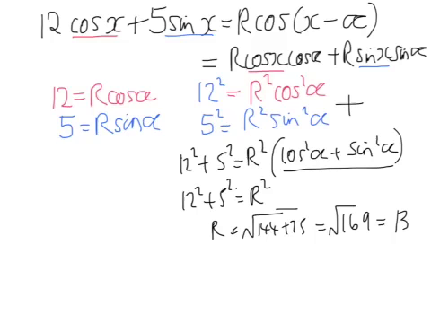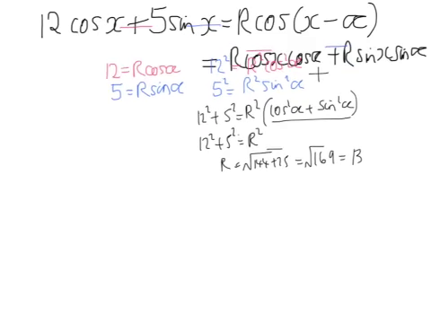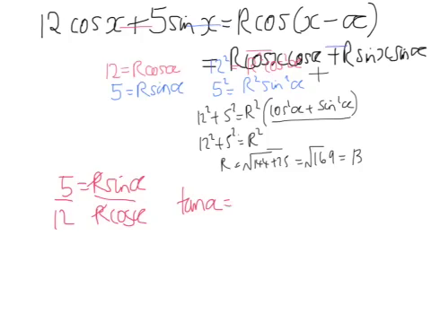Okay, so now we need to know what alpha is. If we take our two equations and write them one on top of the other, we'll have 5 is R sin alpha over 12, which is R cos alpha. Then the R's will cancel out, and we'll just have sin alpha over cos alpha, which is tan alpha, and that's 5 over 12.